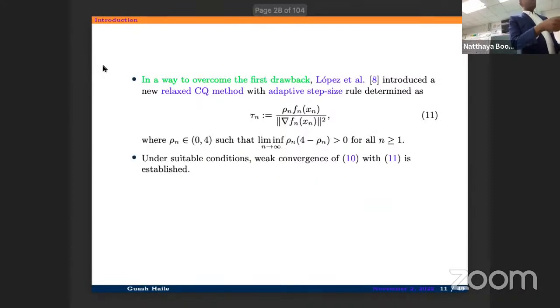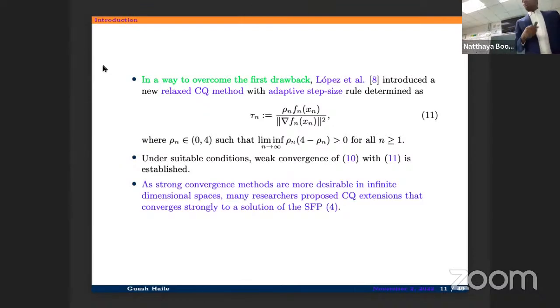Okay, so the iterative method introduced by Young with the step size introduced by Lopez, we have a weakly convergent algorithm which solves the split feasibility problem. So as we know, in the real world, there are infinitely many nonlinear problems that we have to solve using different techniques. So in this case, strong convergence is more desirable than weak convergence.